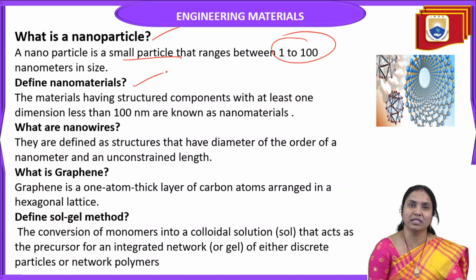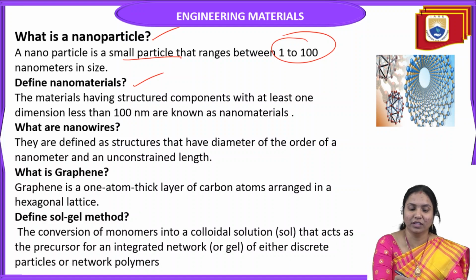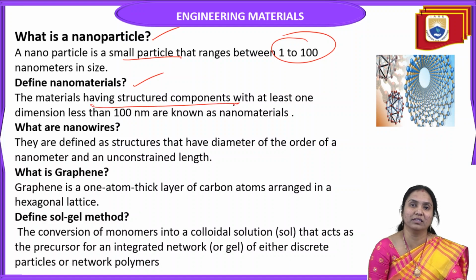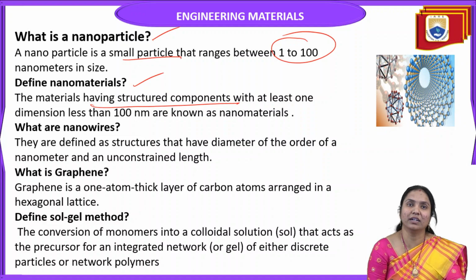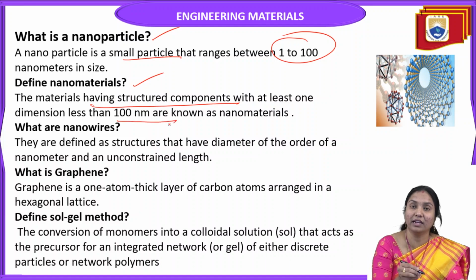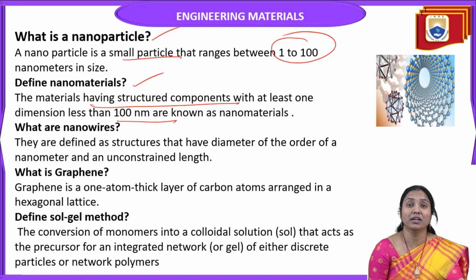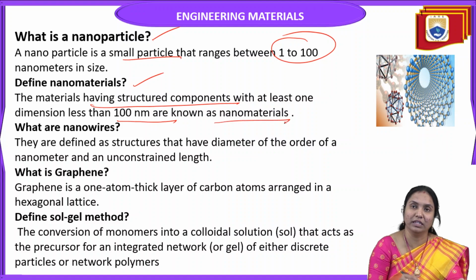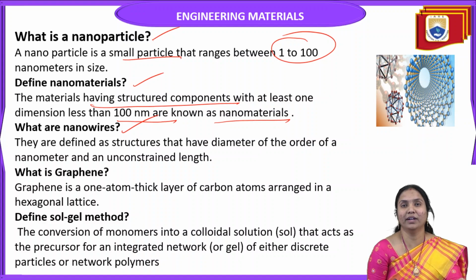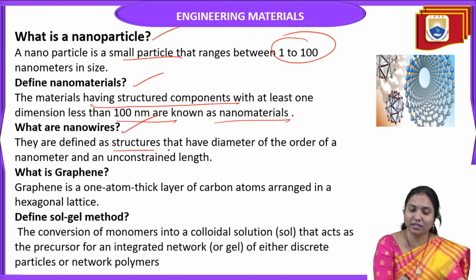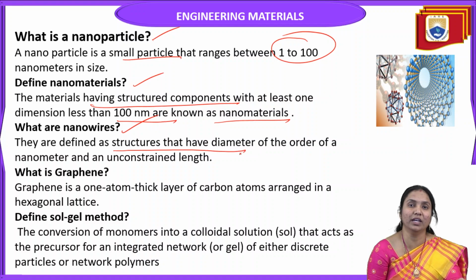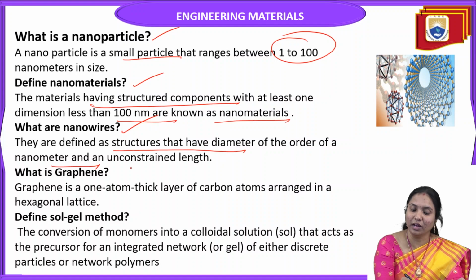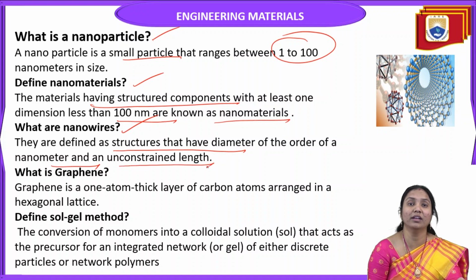Define nanomaterials. Materials having structured components, three-dimensional structures, etc., with at least one dimension less than 100 nanometers are known as nanomaterials. What are nanowires? Nanowires are structures that have a diameter of the order of a nanometer and unconstrained length.